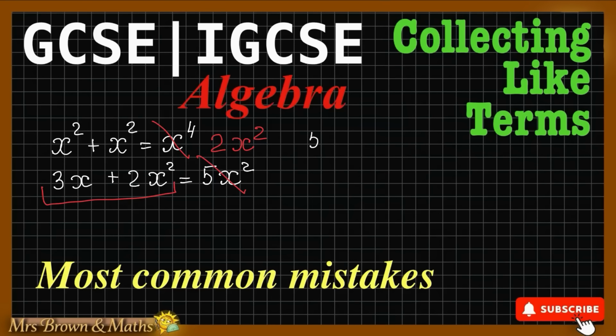Next, 5u minus 4u, and students just put 1. No, it's u. 1u, but we don't write 1. So the final answer is u.